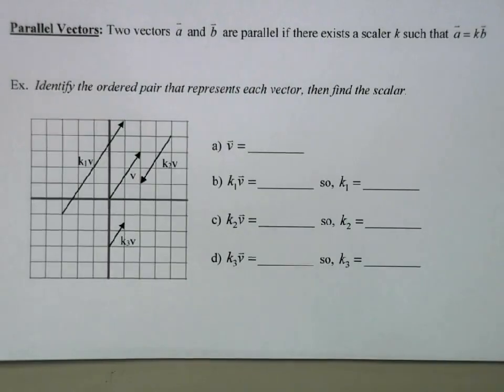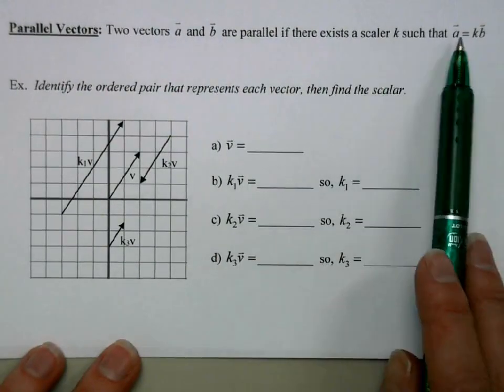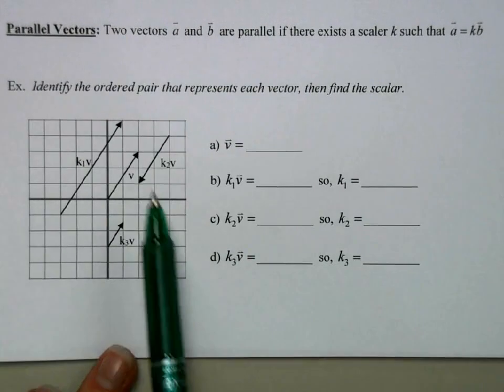Okay, so parallel vectors, we have a diagram here, lots of parallel vectors that either have the same direction or opposite direction. And we can accomplish that if A and B are parallel, if there's some scalar that you can multiply A by to get B. So we'll look at this diagram.